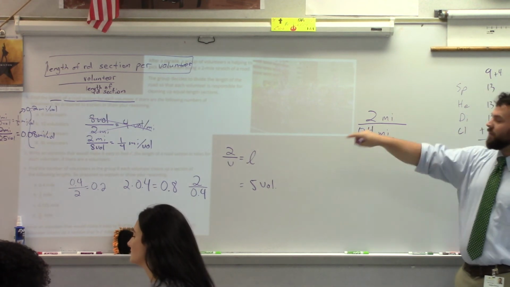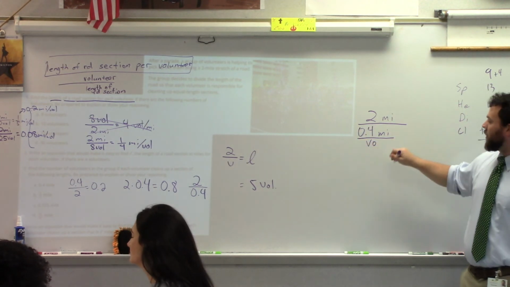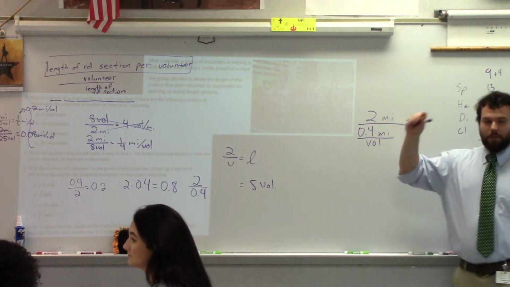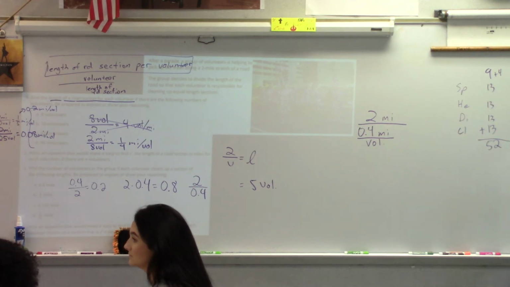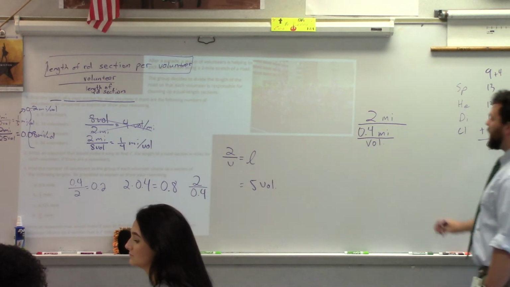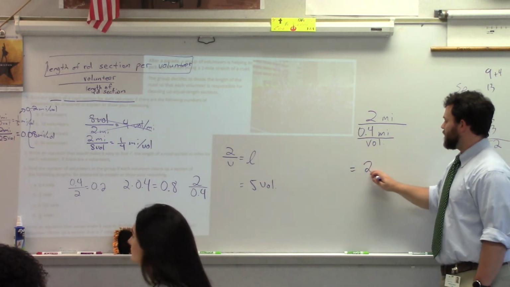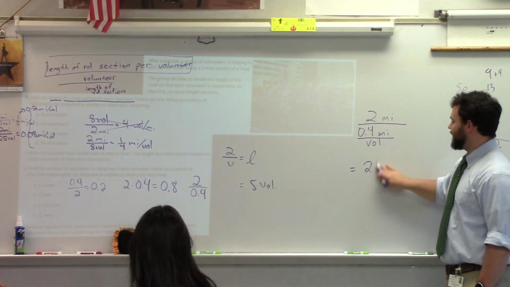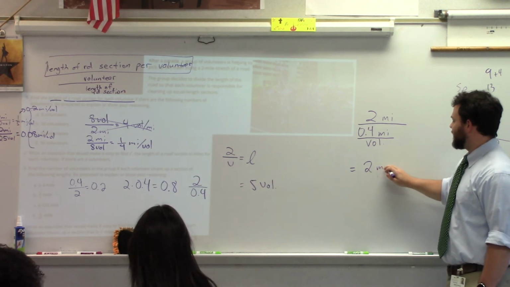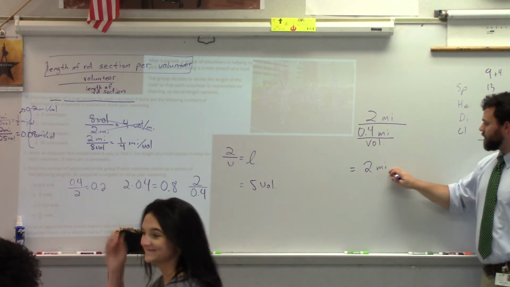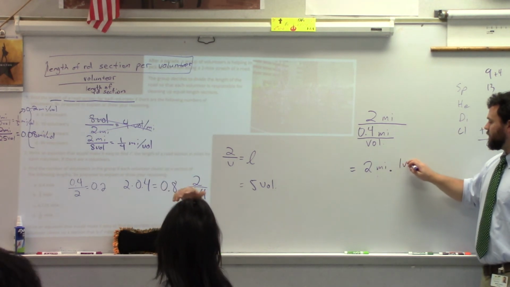Remember, that's not just miles. Even though it says just miles there, that's miles per volunteer. Not using a calculator, just in general, how do you divide by a fraction? You're going to multiply by something. 2 miles.